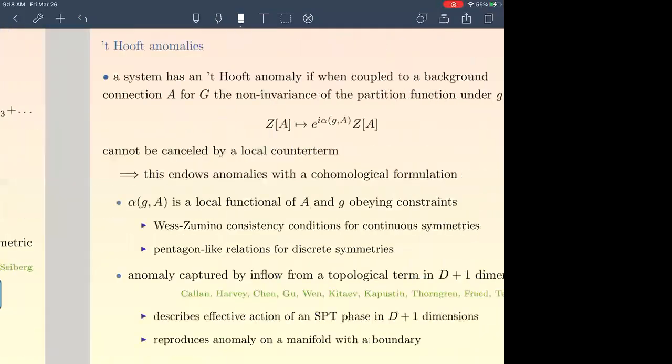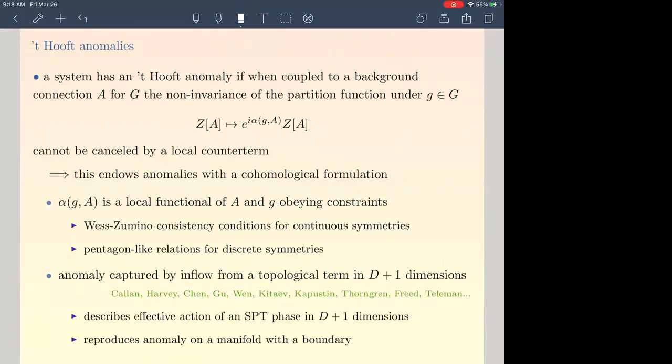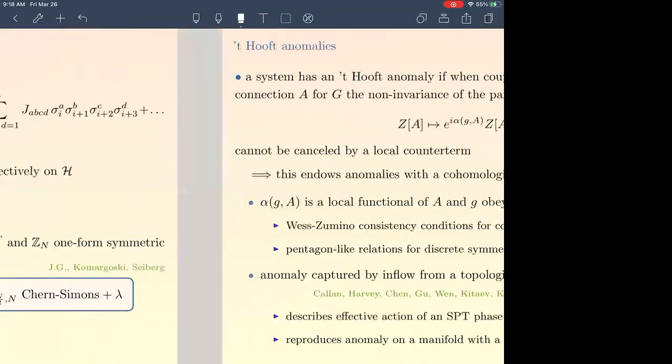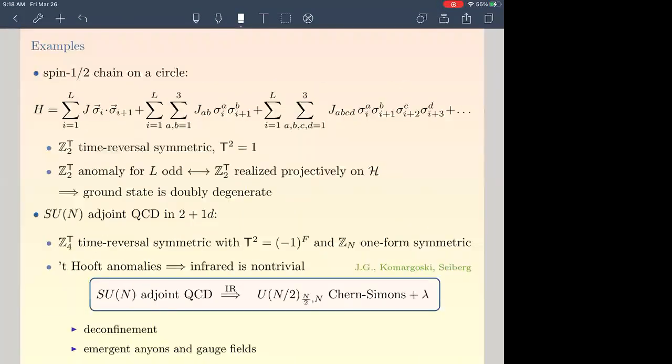All right. So now, hello, can I ask a question? Of course. About your previous slide. Regarding this adjoint QCD example, both the time reversal symmetry and the one-form symmetry are anomalous. Is that correct? Yes.